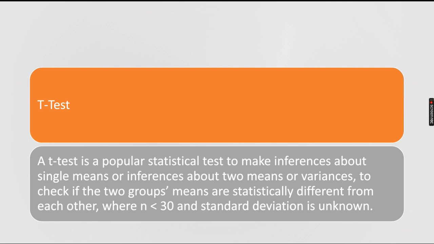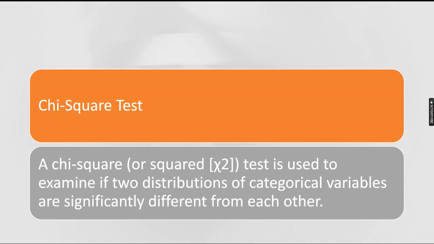T-test. T-test is a popular statistical test to make inferences about single means or inferences about two means or variables, to check if two groups' means are statistically different from each other, where n is less than 30 and standard deviation is unknown. So for a data set, if the standard deviation is not known and the data set has fewer than 30 elements, then we can perform the t-test and find out the relevance.